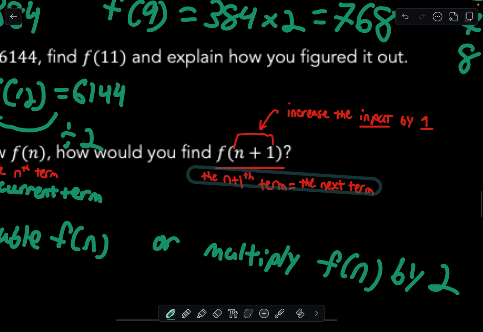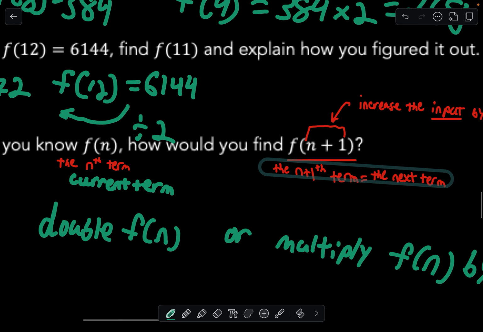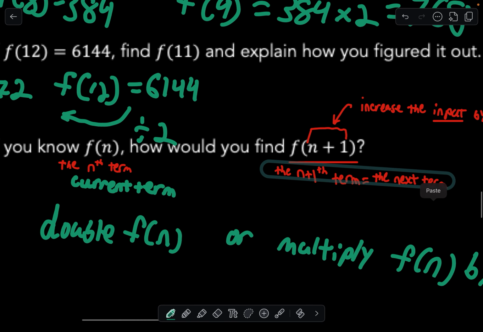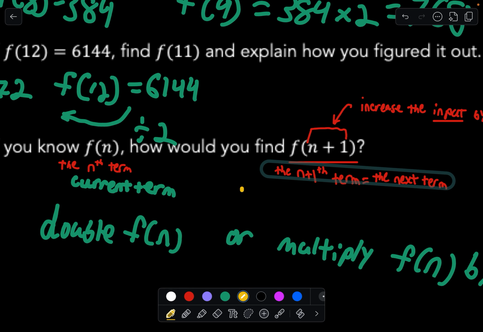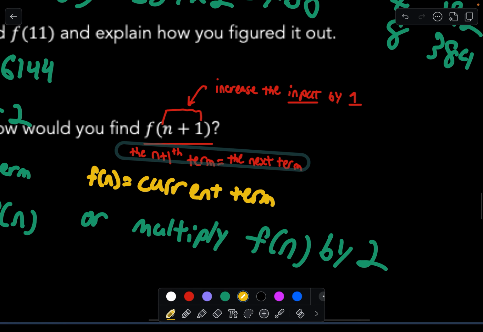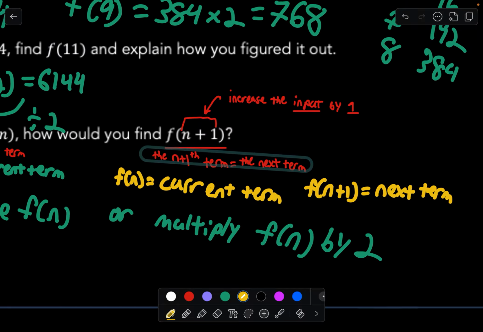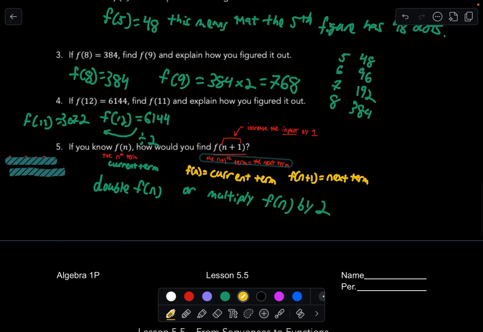All right, so a lot of times you hear me say current term. So f of n equals current term, and f of n plus 1 equals next term. Okay? This again is the language of functions.